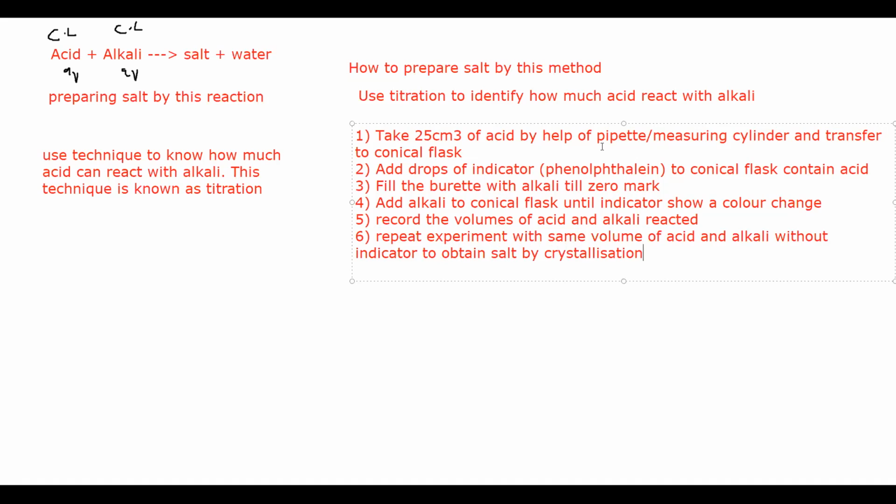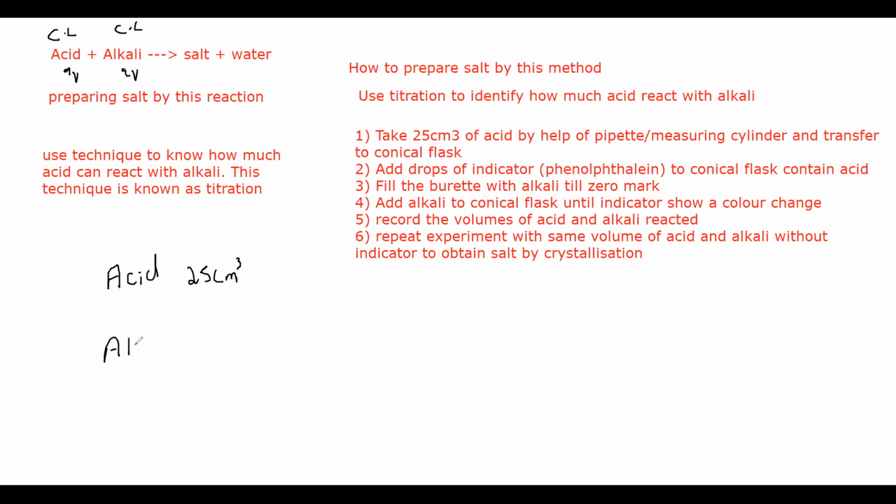For example, you had 25 cm cube of acid, and say 20.3 cm cube of alkali was there when the indicator showed a color change. So what you will do is repeat the whole procedure without indicator. Fill up the conical flask with 25 cm cube of acid and add 20.3 cm cube of alkali, and then obtain a salt from that solution, because 25 cm cube of acid completely reacted with 20.3 cm cube of alkali.